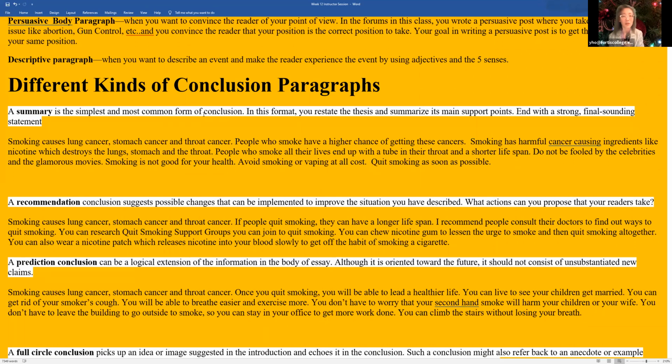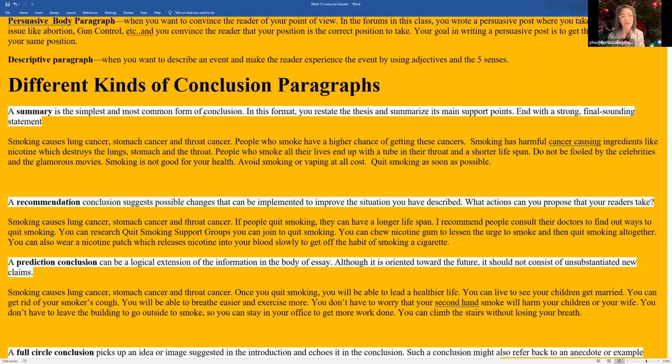So a summary conclusion paragraph is the simplest and most common form of conclusion. In this format, you restate the thesis and summarize its main points. You end with a strong recommendation. So here you have smoking causes lung cancer, stomach cancer, and throat cancer.